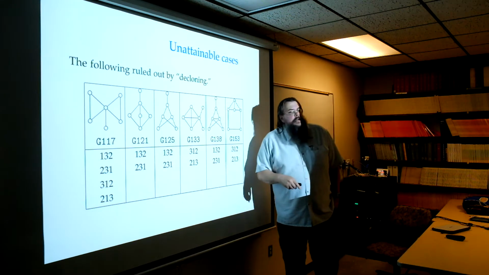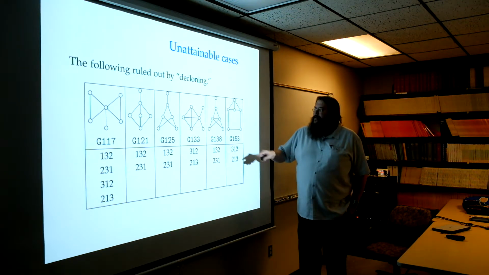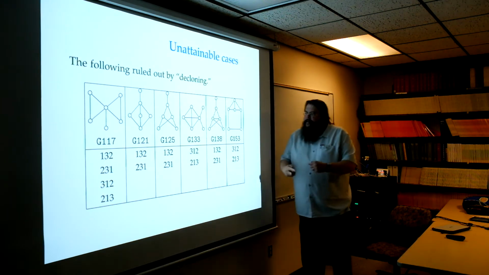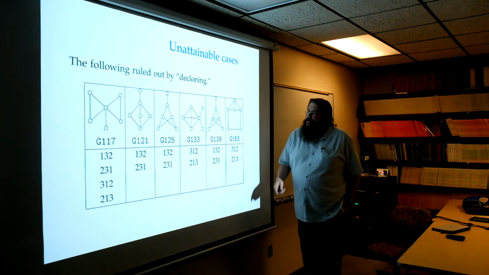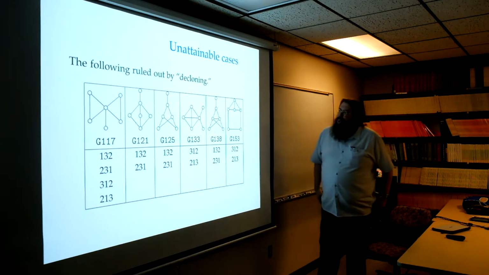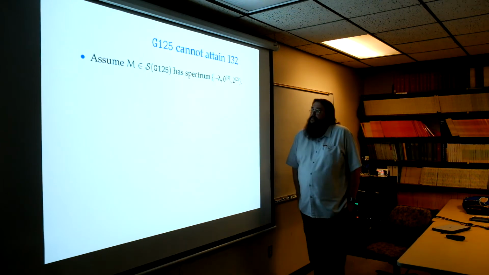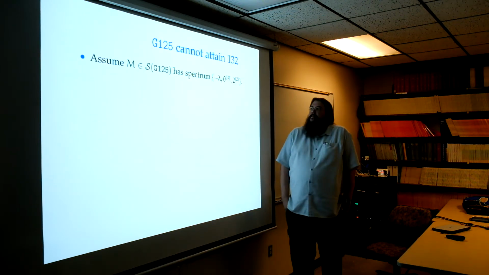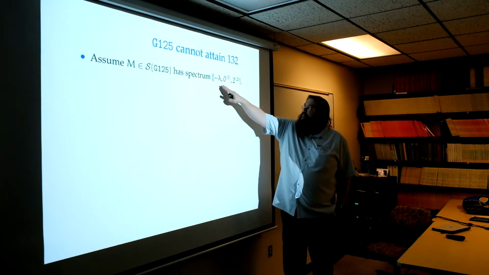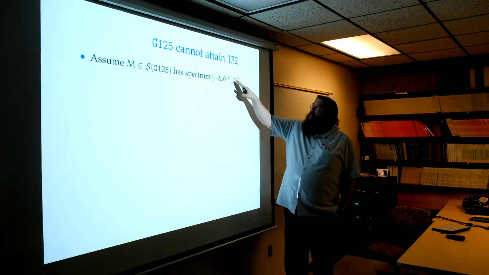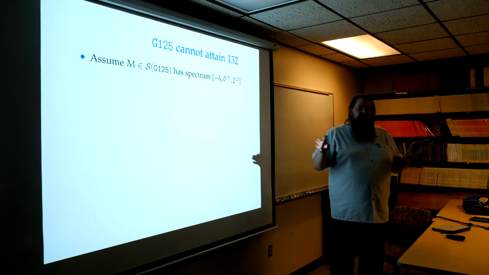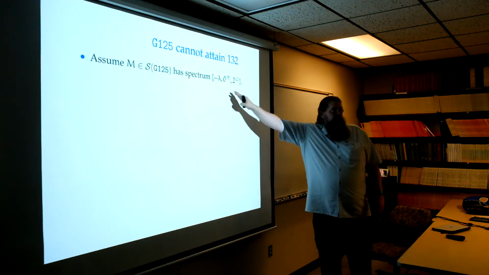Looking at time, I'm going to skip this argument, and I'm going to focus on G125, because this is sort of a nice, interesting case. So why can't we achieve ordered multiplicity list 1, 3, 2? Well, most of the arguments are very similar to what we're about to see here. So, proof by contradiction. Assume we can. Well, if we could, then there has to be some matrix with the spectrum minus lambda, 0, 2, with multiplicities 1, 3, 2. I can do this by scaling and shifting. That's perfectly allowable. So if there is a 1, 3, 2, there is a 1, 3, 2 with this spectrum.